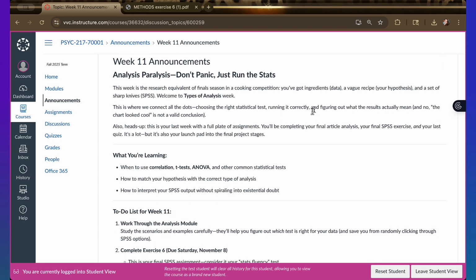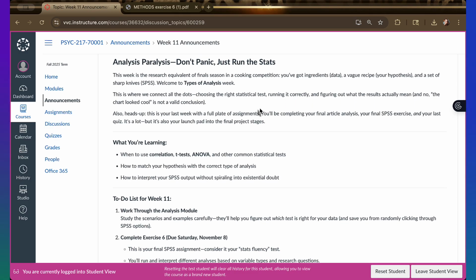We are talking about different types of analyses. We're talking about choosing the right statistical test, and this is your last week where it's going to be heavy for the assignments that you have to do. So this week you have to complete your final article analysis, your final SPSS exercise, so yay for that, and your last quiz. Okay, so it is a lot, but this is the last really heavy week, and now we're getting into the final project.